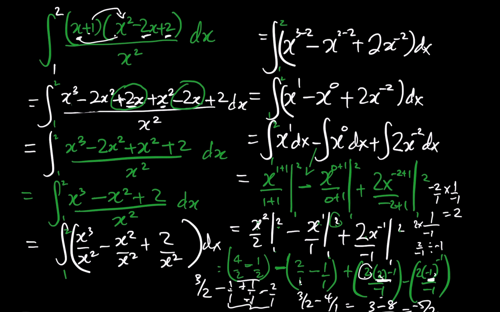It's giving us negative 5 over 2. All right? So you can work it and take your time and see where this leads you. All right? Let's continue with another question here.